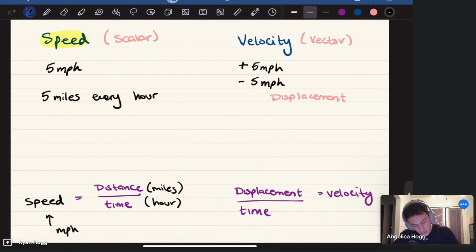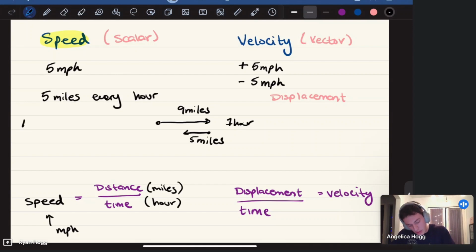So again, we have our person. He runs 9 miles this way to the right, and then he runs 5 miles to the left. And that's all done in the time frame of 1 hour for that whole path. So if you looked at his speed, we would say his speed was 14 miles, because remember, you're using distance, not displacement. 14 miles were covered in that hour, so his speed is 14 miles per hour.